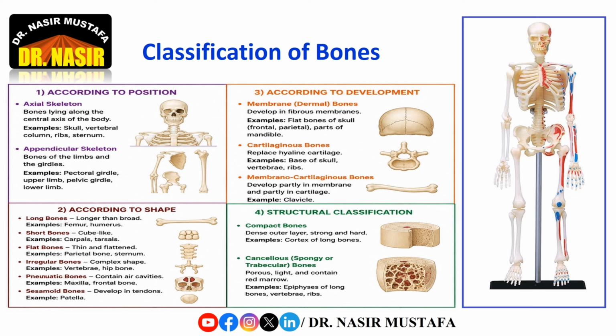gait. Classification of bones. Bones can be classified in several different ways. First, according to their position, they are divided into the axial skeleton and the appendicular skeleton. Second, according to their shape, they are classified as long, short, flat, irregular, pneumatic, and sesamoid bones. Third, according to their development, they are classified as membrane bones, cartilaginous bones, and membranocartilaginous bones. Finally, according to their internal structure, bones are classified as compact bone and cancellous or spongy bone. Each classification helps us understand the anatomy, function, and clinical importance of different bones.